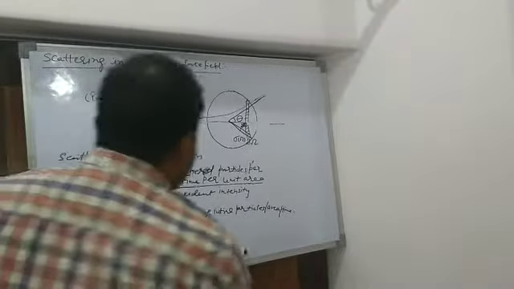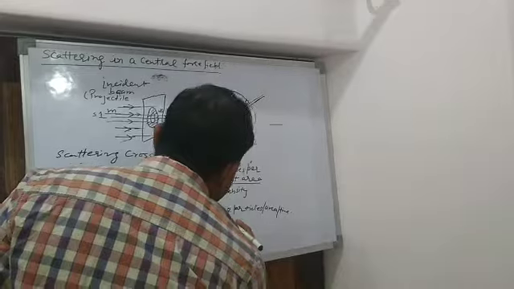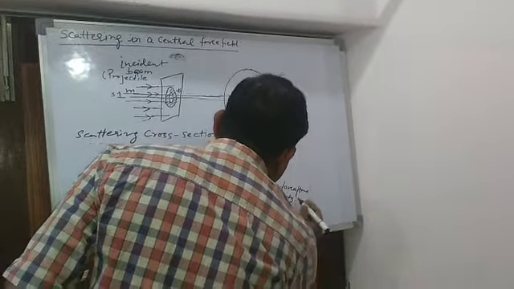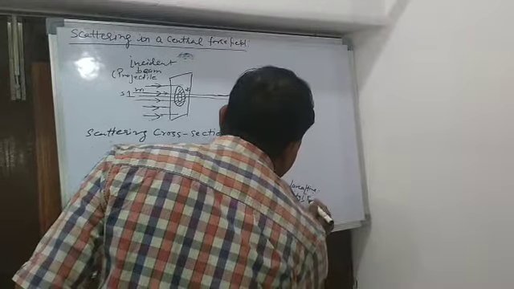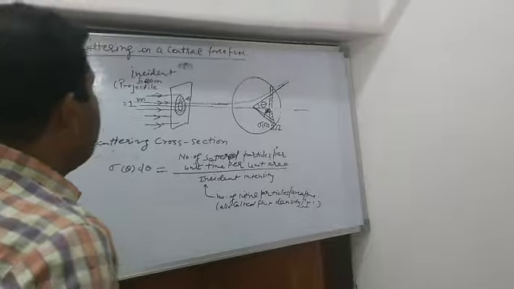So this is also called flux density and is represented by the symbol I. Okay, so now let's see what is happening around here.